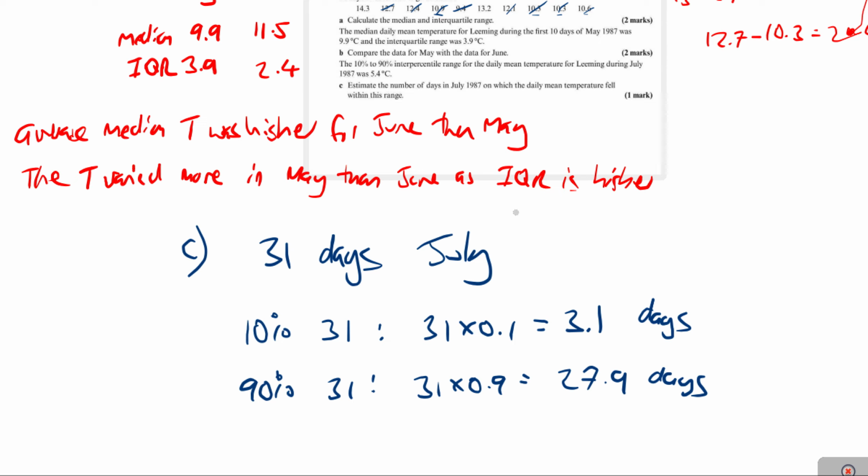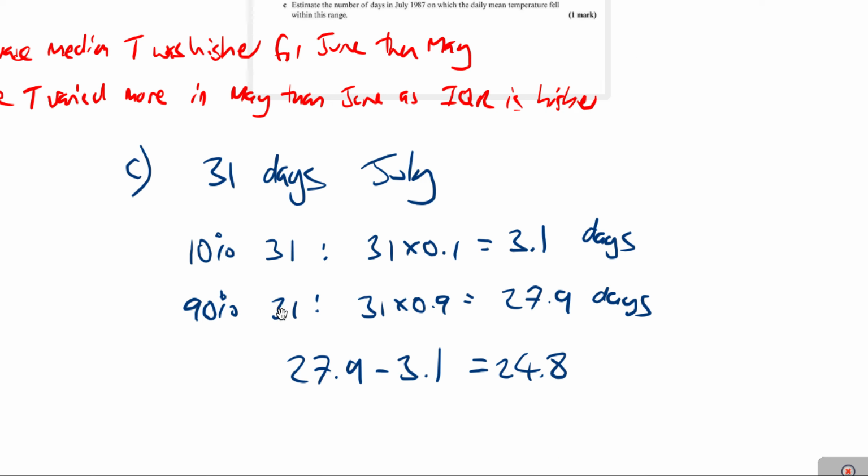If you want to find the estimated number of days where it fell between these, all you would do is 27.9 minus 3.1. Looking at it in the calculator, you get a value of 24.8. Now for this one, you cannot round up a day. It's like people. So you round downwards. There are only 24 days where this occurred. So 0.2 of a day, unfortunately, means that the 25th day does not get included in this answer. And that's it for questions 2 to 4. Any questions, please let me know.